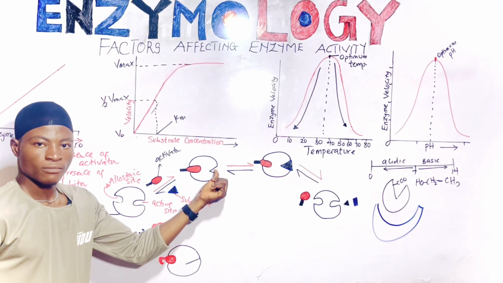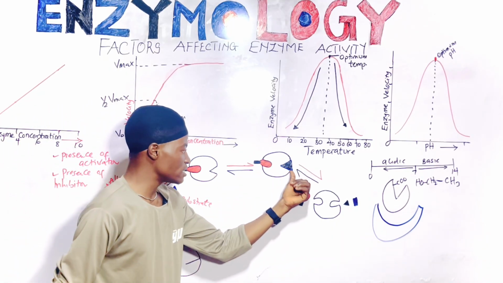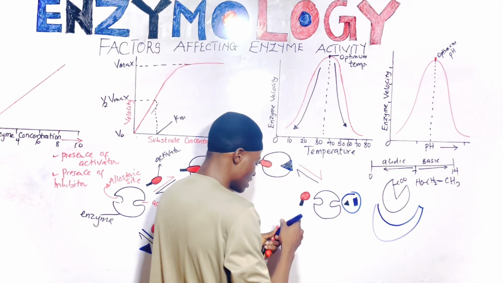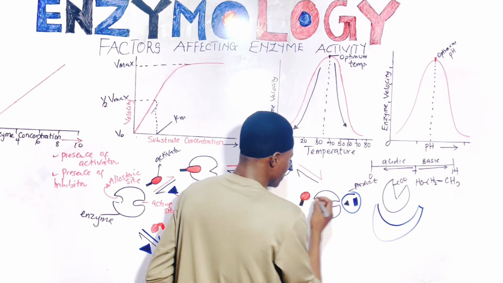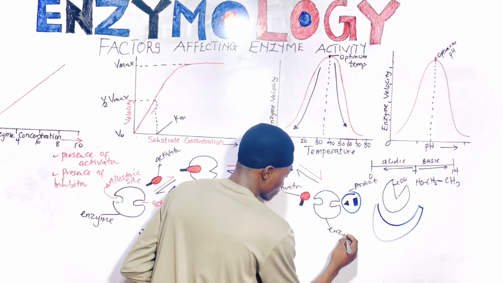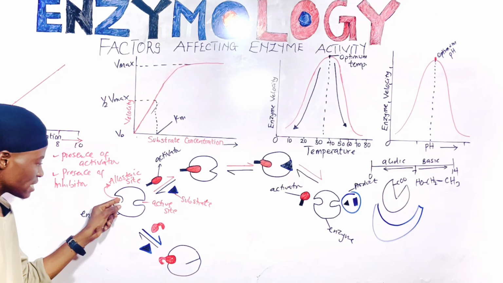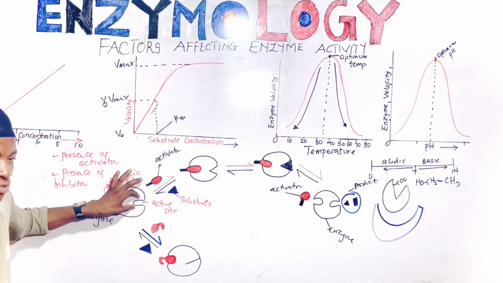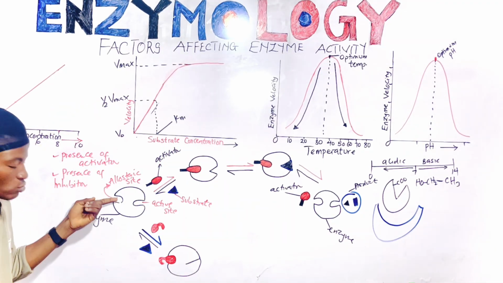can bind to it. Immediately the activator binds, the substrate binds to the active site, and as you can see, we have product formation. These two guys here are the products. This is the activator, and we still have our enzyme. So what happens is that immediately the activator binds to this allosteric site, it changes the conformation of the active site, enabling the substrate to bind to the active site for it to be converted to product. So a reaction occurs when the activator binds to the allosteric site.